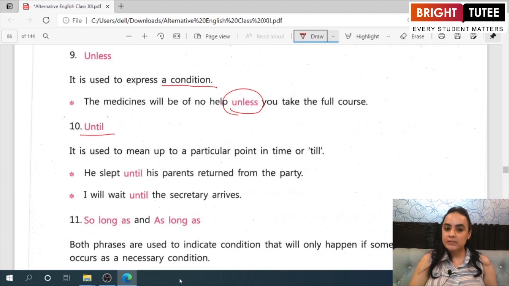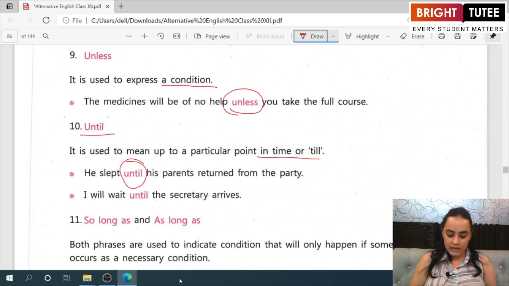Until, when do we use until? It is used to mean up to a particular point in time, or till. So till some particular point of time we use until. He slept until his parents returned from the party. So till what time did he sleep? Till his return from the party.